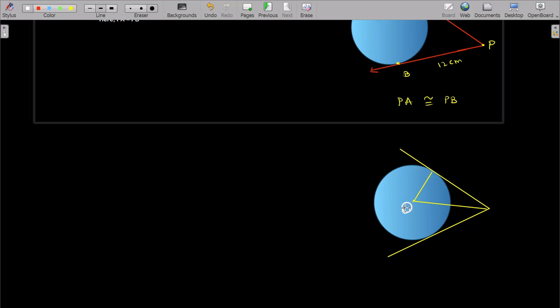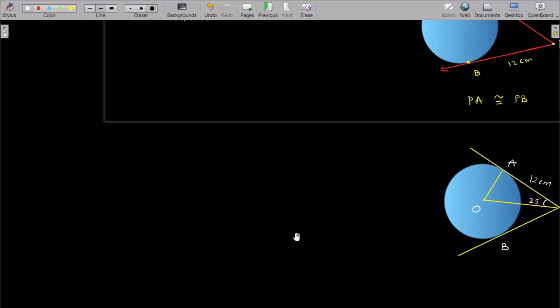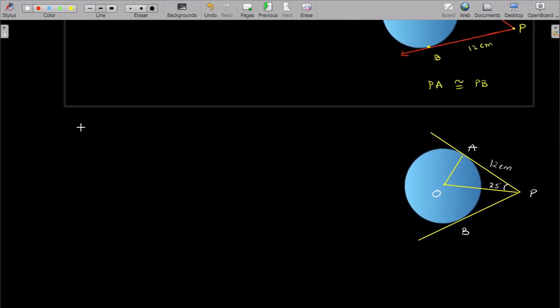We have this point as O, this point is A, this point is P, this point is B, and this length is, let's say, 12 centimeters, and let's say that this angle is 25 degrees. Okay, so you have to find out three values, Anika. First you have to find out the measurement of angle POA. Second, what will be the length of the line segment PB, and third, what will be the length of the line segment OA, or the radius.